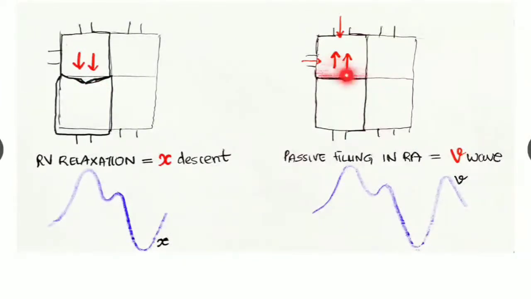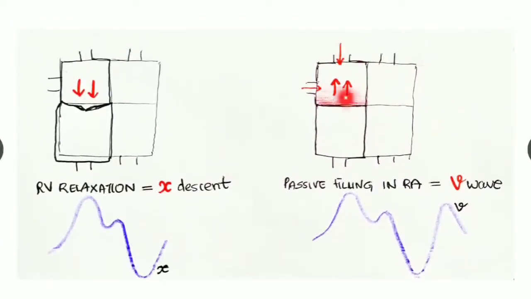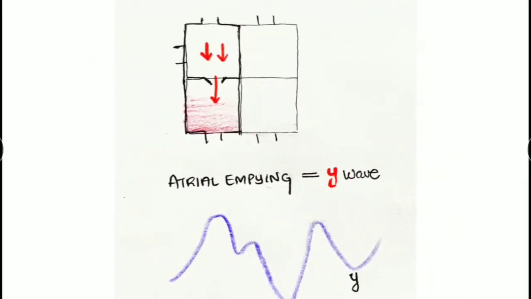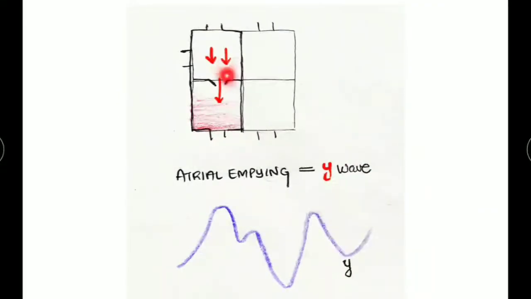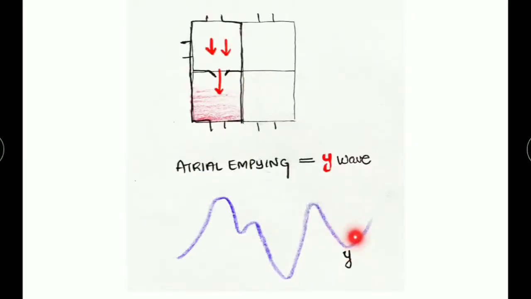Next, there is passive filling in the right atrium. As the blood passively fills the right atrium, there is increased pressure in the right atrium, and that causes the V wave in the JVP. And lastly, there is atrial emptying due to the opening of the tricuspid valve. Due to the flow of blood from the right atrium to the right ventricle, as the right atrium gets emptied, there is reduced pressure in the right atrium, producing the dip in the JVP. That is the Y wave.